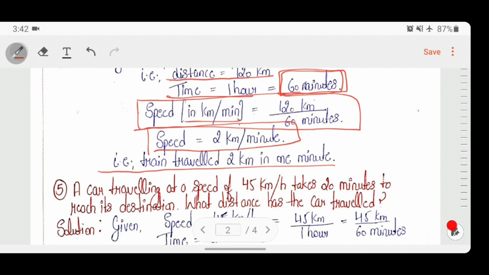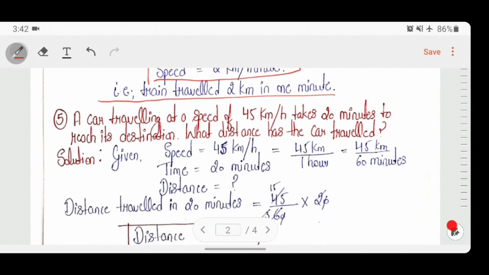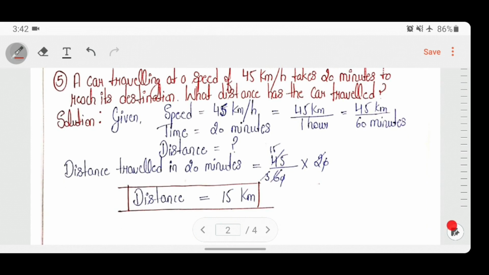So now students, let's move to the next numerical. Again we have a car which is traveling at a speed of 45 kilometers per hour and takes 20 minutes to reach its destination. Now what distance has the car traveled? So what we have to find out here is the distance that the car travels in 20 minutes at a speed of 45 kilometers per hour.